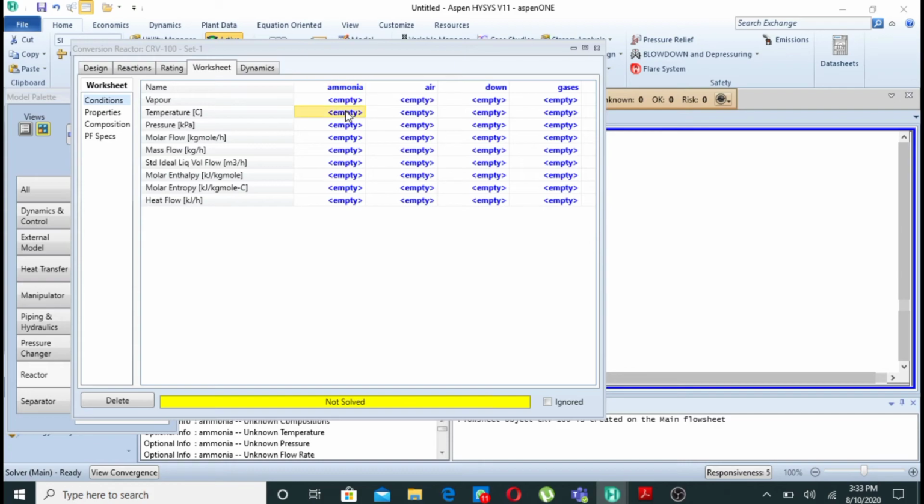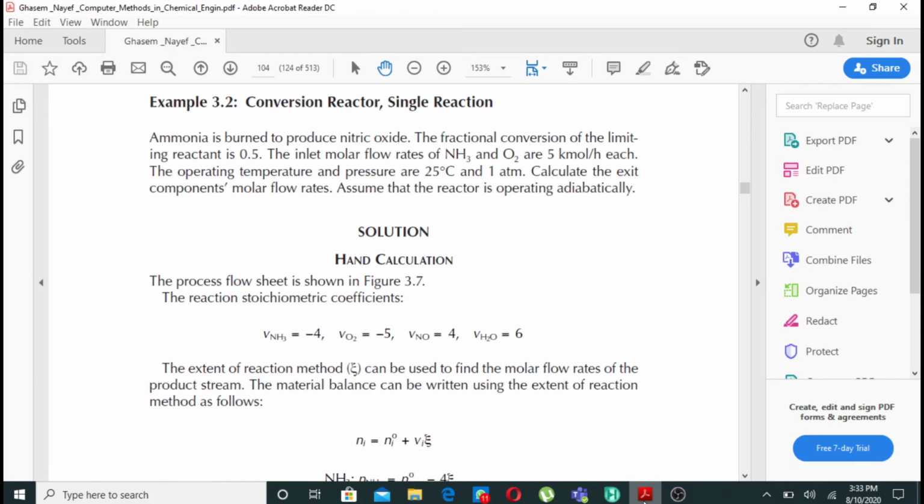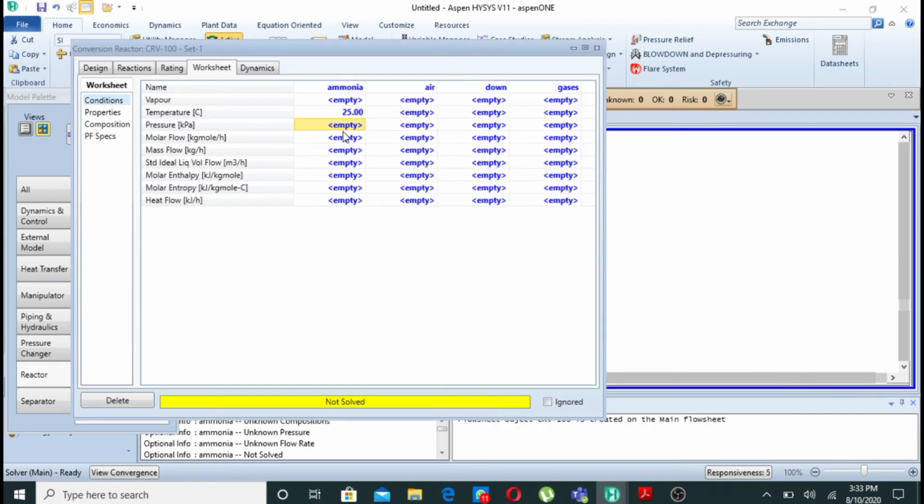So temperature I can write as in the question it was given, 25, and the pressure I had forgotten, so I am going again to check it. What was the pressure given? So 1 atm was the pressure given to us, so I will go again and here I will write 1 atm. Now the molar flow rate of ammonia is 5 kg mole per hour, so I can write 5.